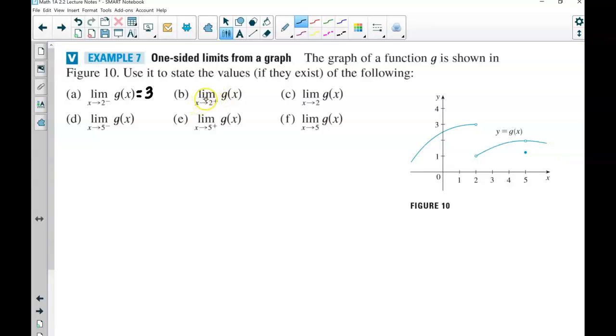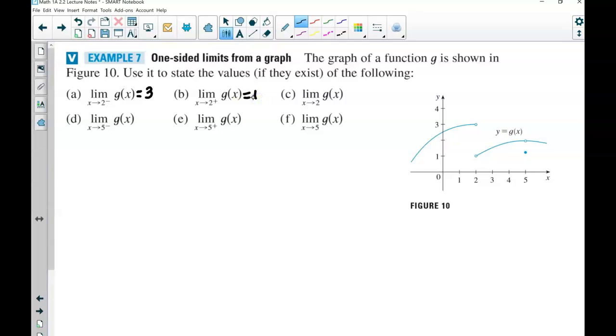Okay, now, if we take a look at the second one, which is B, we want to figure out what is the limit as x approaches 2 from the right of that function? So as we're approaching 2 from the right, you see this function here. As this function approaches 2 from the right, the output here is what number? It's equal to 1.